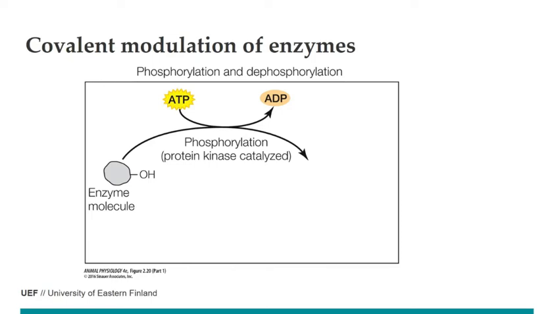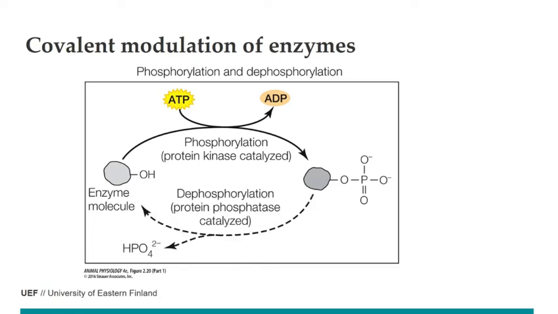This is made by protein kinases. And then we have enzyme with the phosphate. Then this phosphate can also be removed by a reaction called dephosphorylation, and this is caused by phosphatases. And although in several cases the phosphorylated enzyme is active and dephosphorylated is inactive, that's not always the case. But that's a kind of thumb rule.